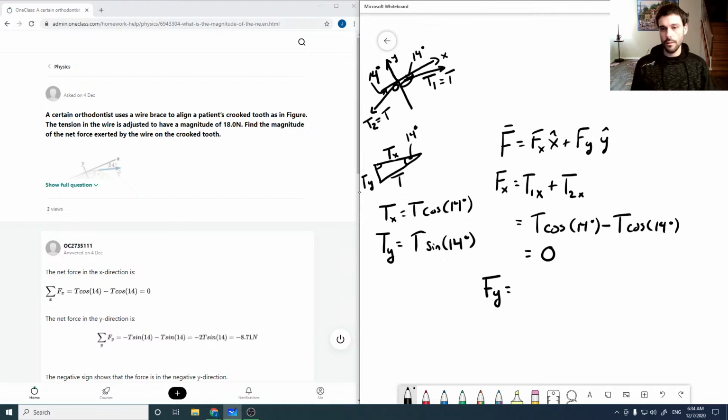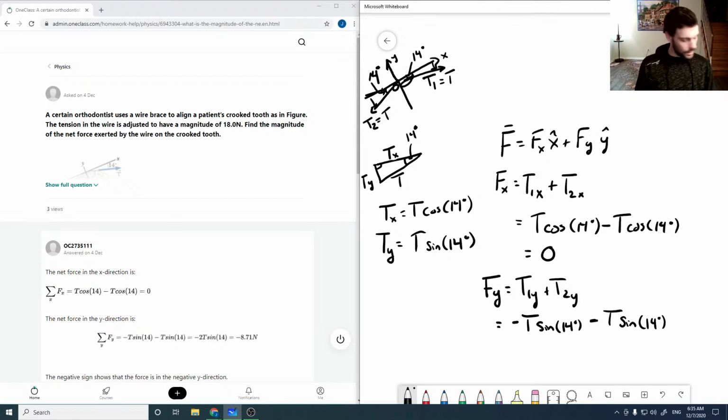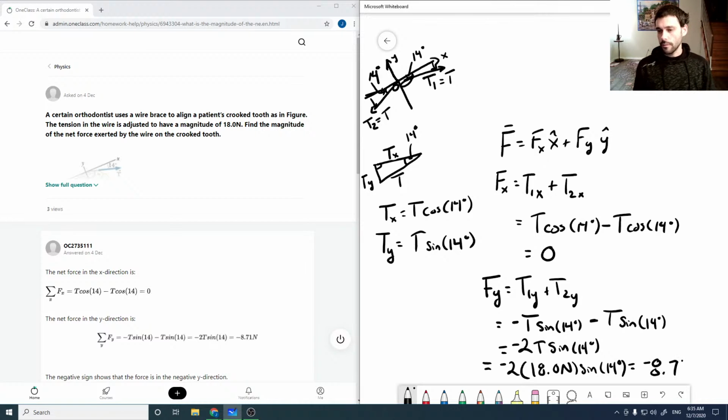Now Fy, if we look here, they both act in the negative y direction. So it's going to equal T1y plus T2y, which is going to be minus T sine of 14 degrees minus T sine of 14 degrees, which then equals minus 2T sine of 14 degrees. Plugging in some values here, T is 18 newtons, and so that's minus 8.71 newtons.